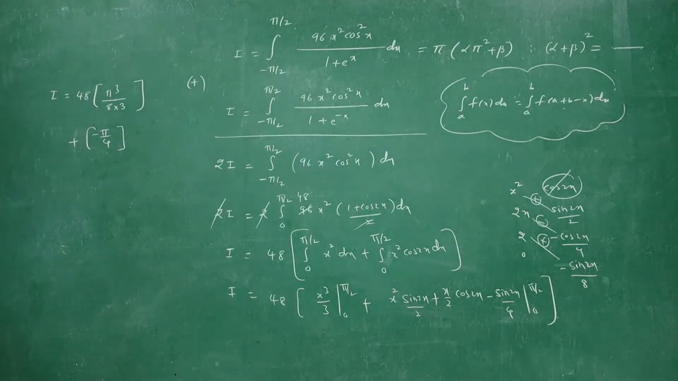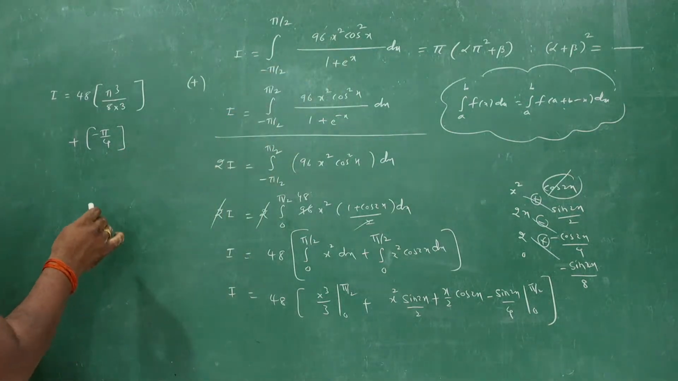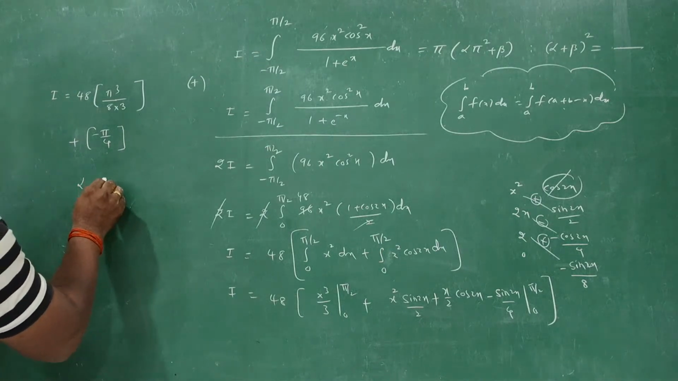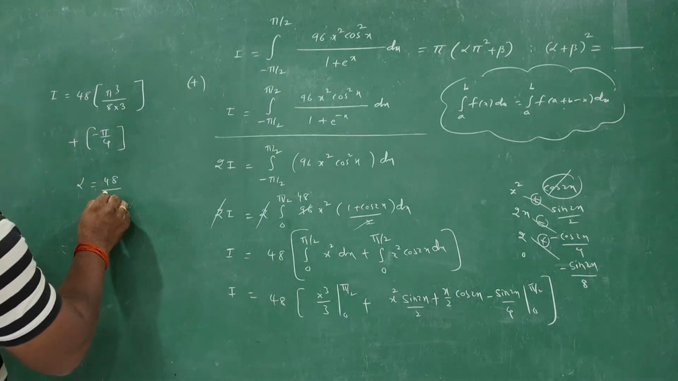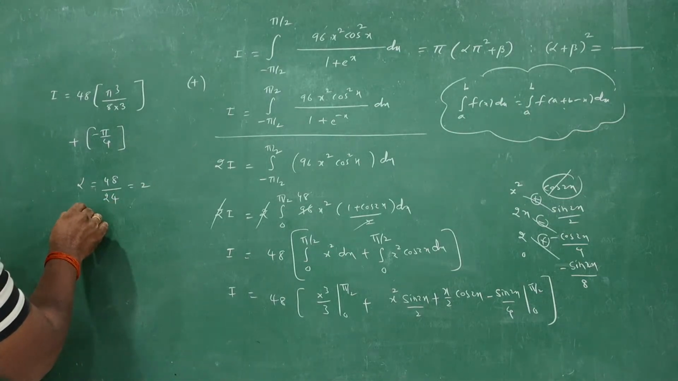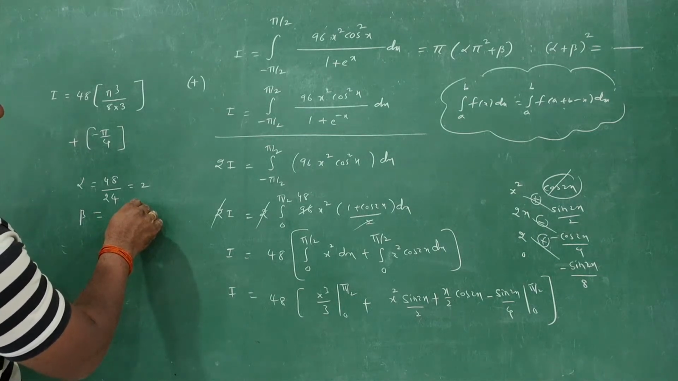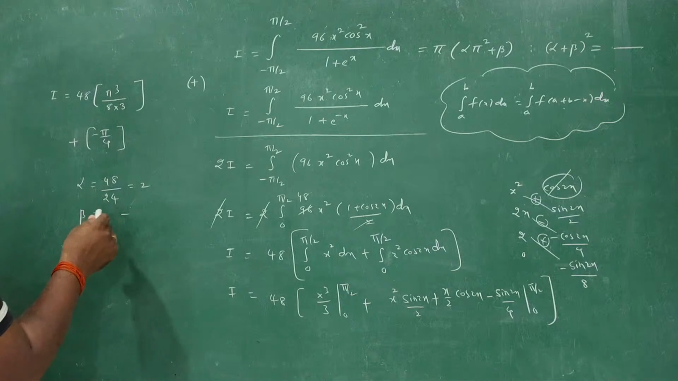Okay. Next, now you have to compare with the given result, alpha pi multiplied by alpha pi square plus beta. Comparing with that, what is the value of alpha? Alpha equal to 48 by 24, nothing but 2. Next, what about beta? Beta is minus, actually pi beta is there.